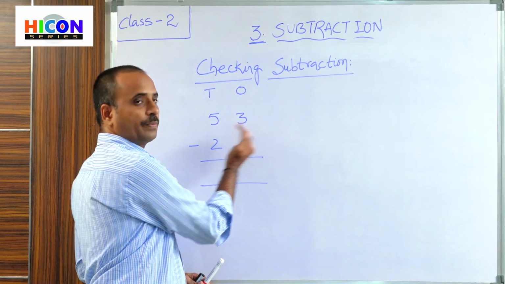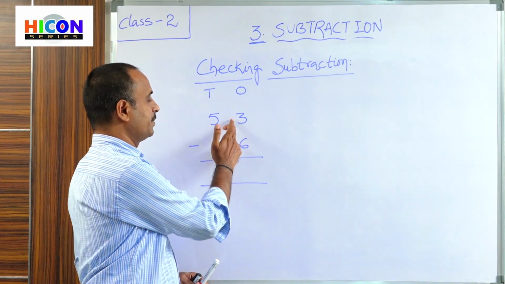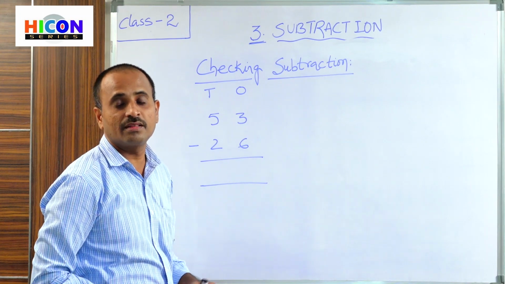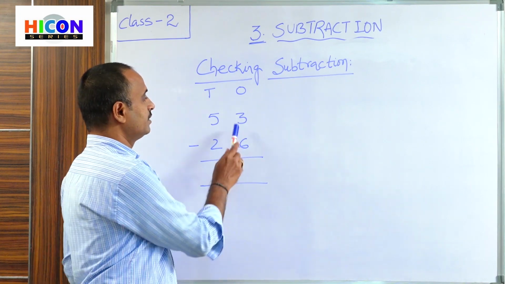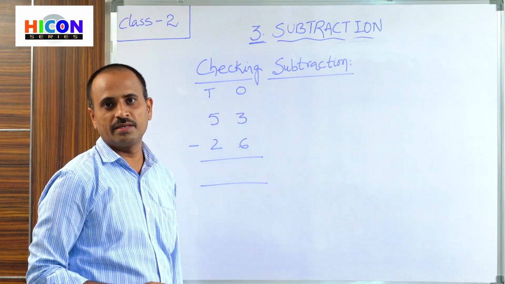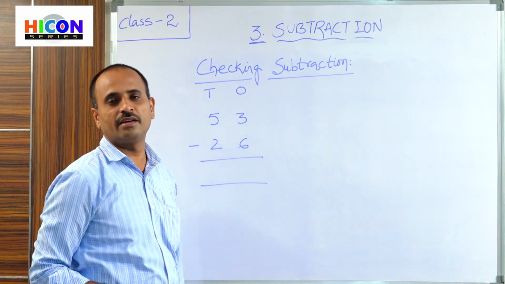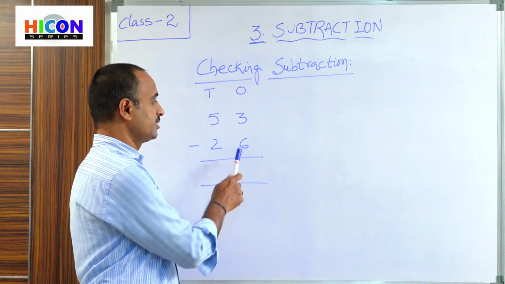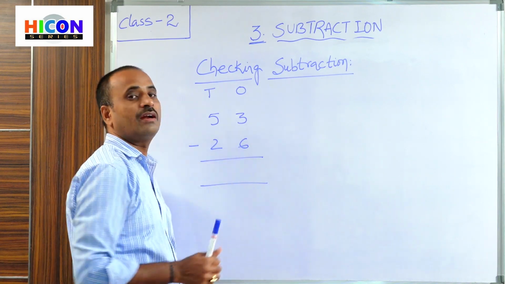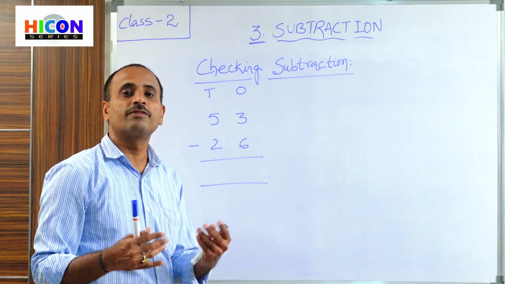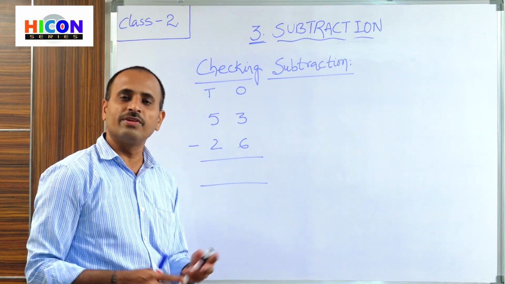Start from ones place. Let us subtract the digits present in the ones place. What are the digits present in the ones place? 3 and 6. Here 3 is the smaller number and 6 is the greater number. So, we cannot subtract 6 from 3 because we cannot subtract a greater number from a smaller number. Then what do we have to do?